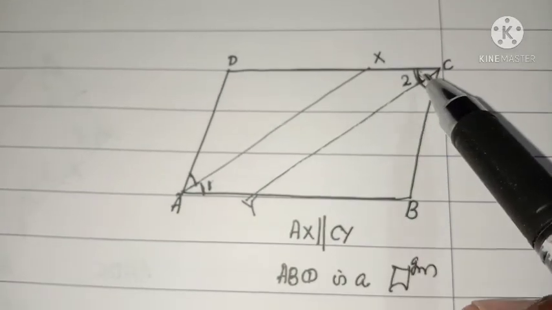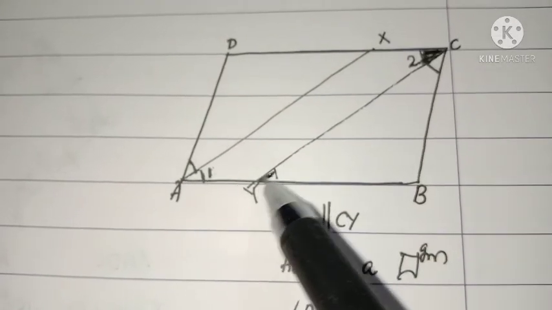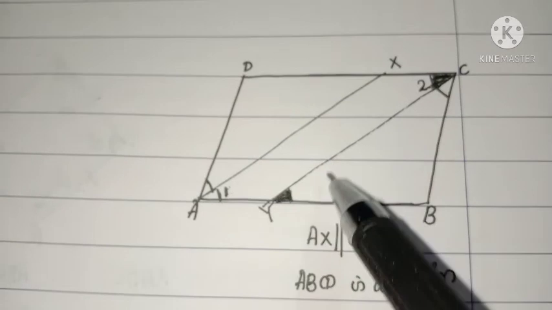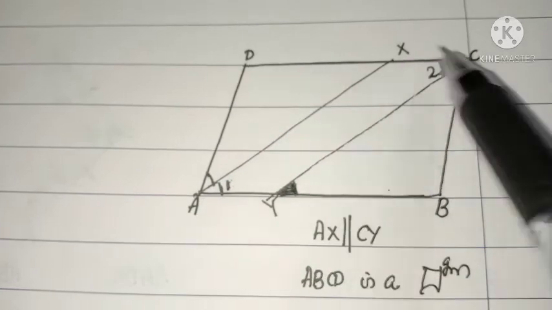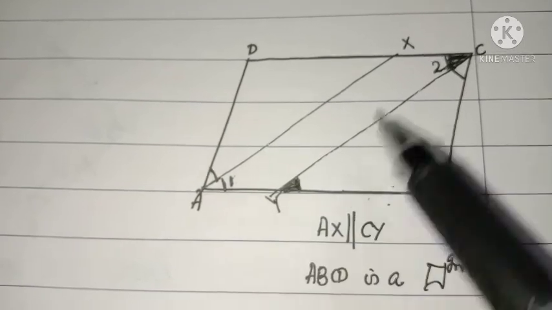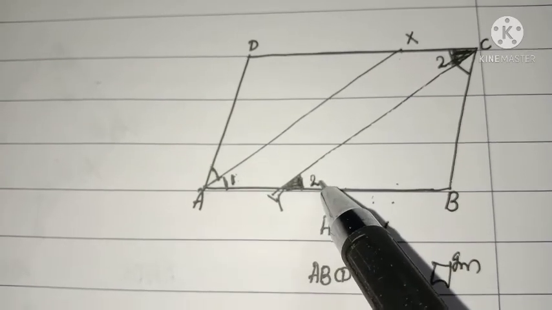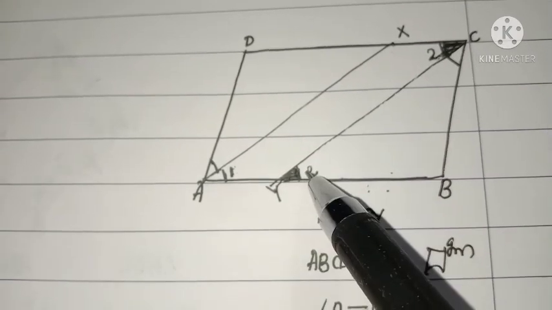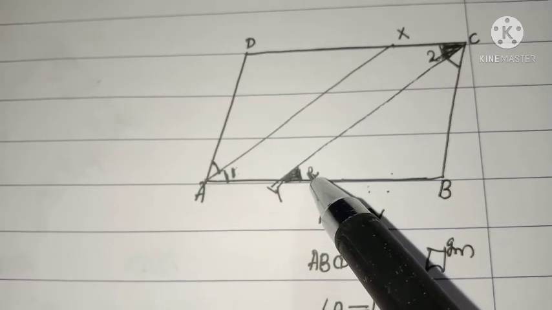Now listen, what about angle 2? This angle and angle CYB, are they equal? Yes, because ABCD is a parallelogram. Therefore, these two lines are parallel lines and CY is a transversal. Two parallel lines cut by a transversal, then the alternate interior angles are equal. So these two angles are equal. Therefore, angle 2 is equal to angle BYC.